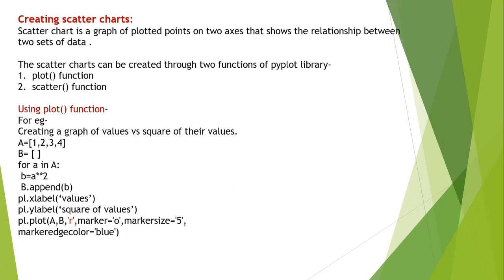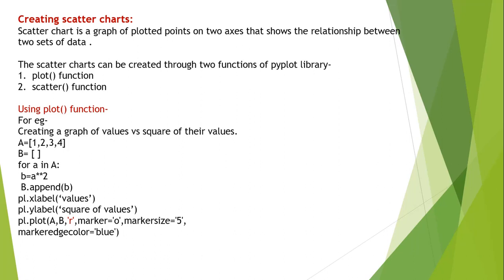And pl dot plot a comma b comma red was marked as r. You can see when we give this r in quotes, earlier we were using this for the color of the line segment. But now when we are going to plot the scatter chart, this color r is not to be given. Why? Because we don't need to plot the line joining the data points. So this part should be removed.